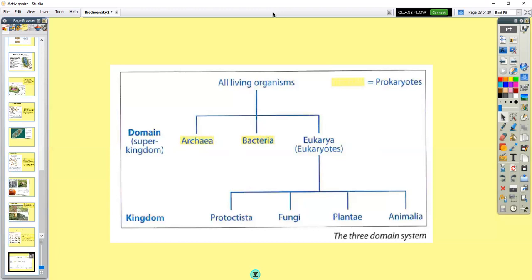Okay, hopefully that helped with biodiversity for AS biology.